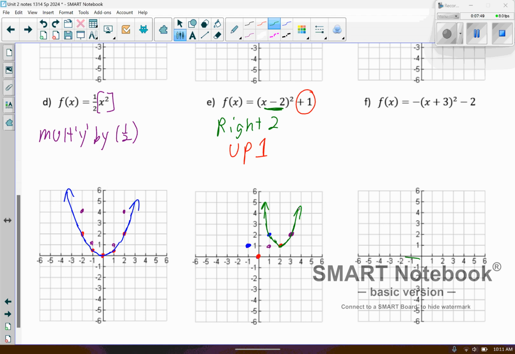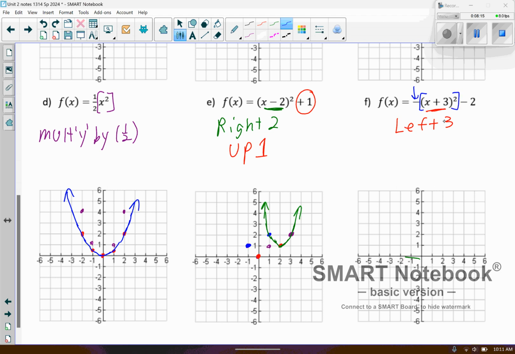Okay, our last one that we're going to look at for parabolas is f of x is equal to negative parentheses x plus 3 squared minus 2. And so this one has 3 transformations. So first we're going to go to the left 3, and then the up and down's always last, so we don't want to do the minus 2 yet. We need to do this reflection right here.